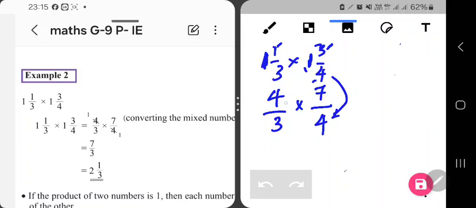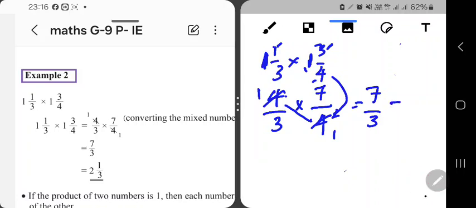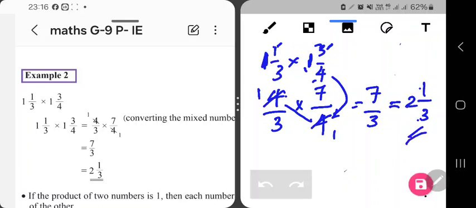And then multiplying this is quite easy. When you do this kind of multiplication, when you have 4 here and 4 here in two cross paths, you can cut them off and make it 1. And then this basically becomes 1 times 7 is 7, and 3 times 1 is 3. So 7 over 3 is the answer in improper fraction form. But if you write it in mixed numbers, this will be 2. So 3 times 2 is 6, and 6 and 1 is 7. So you can write it in this form.